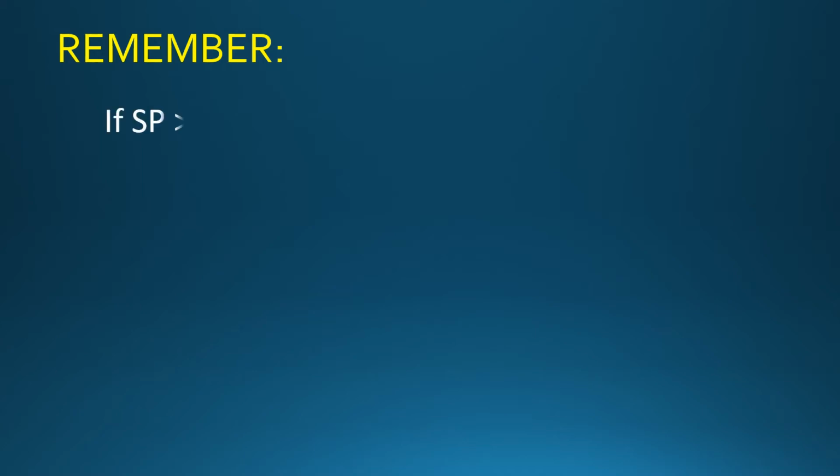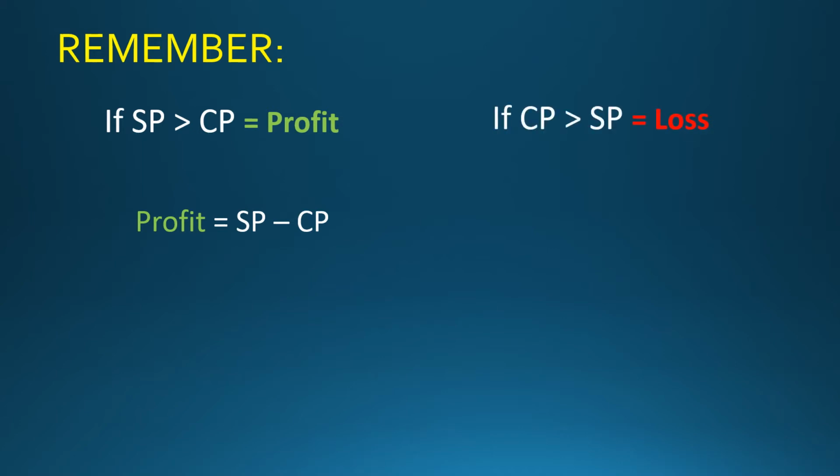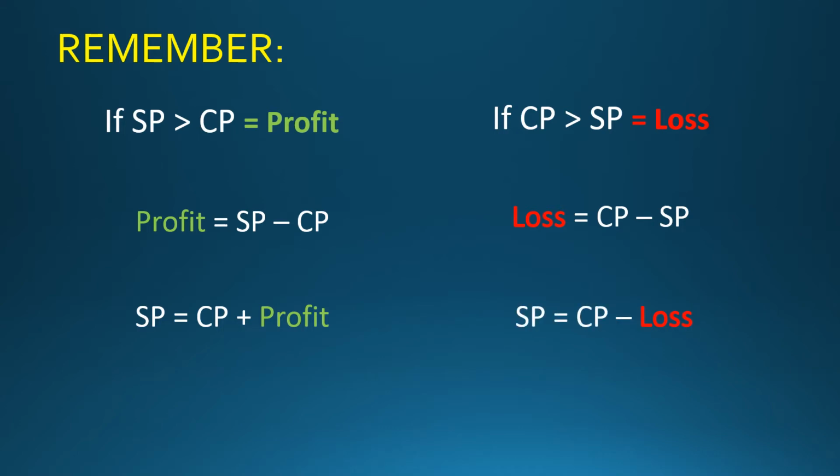Number 1. If selling price is greater than cost price, it is profit. So profit is equal to selling price minus cost price. Number 2. If cost price is greater than selling price, it is loss. So loss is equal to cost price minus selling price. Number 3. Selling price is equal to cost price plus profit. Number 4. Selling price is equal to cost price minus loss. Number 5. Cost price is equal to selling price minus profit. Number 6. Cost price is equal to selling price plus loss.